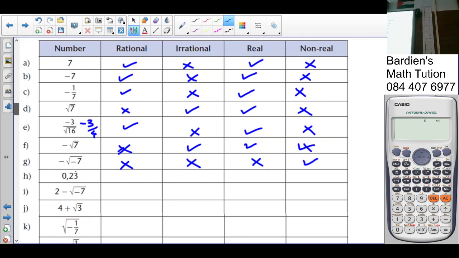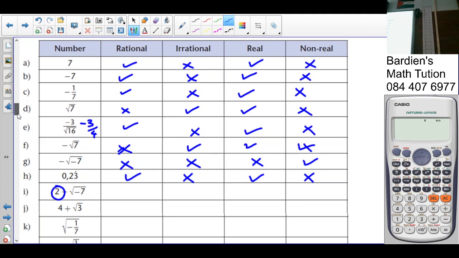0.23 recurring. So this is a recurring number. Recurring numbers could be represented as a fraction. So it's rational. Not irrational. Is it real? Yes. Square root of negative 7 is non-real. So even though 2 is real, because I got a non-real component there, it forms what we said yesterday. What is the name we gave for those numbers yesterday? Complex numbers. Okay, a real part and a non-real part together forms a complex number.